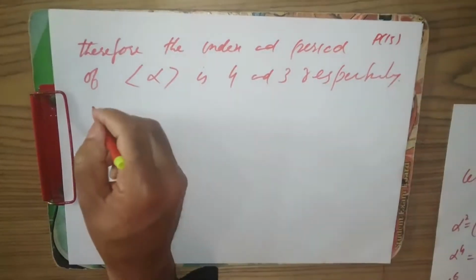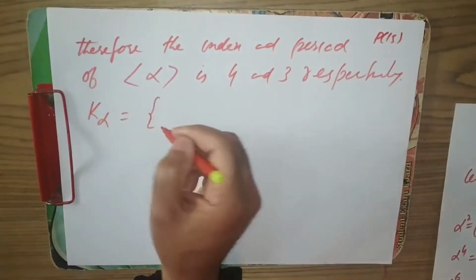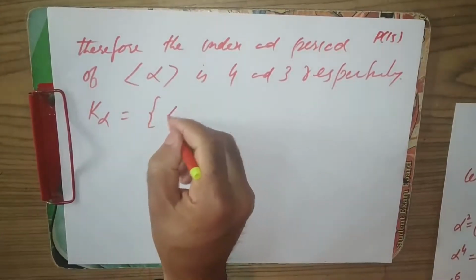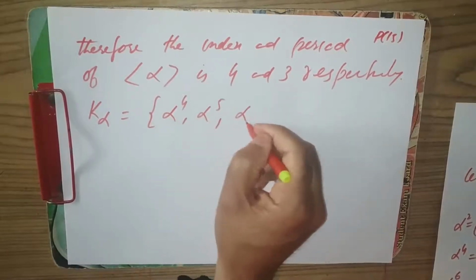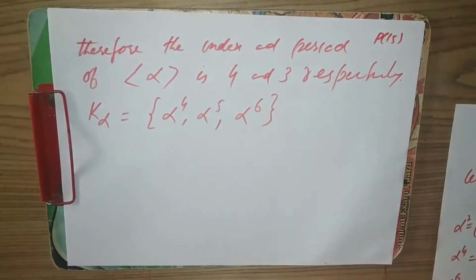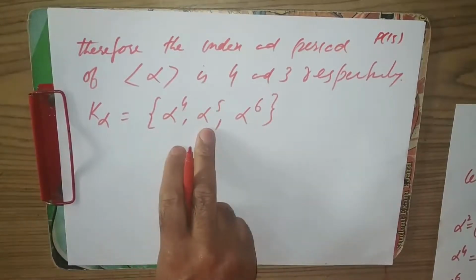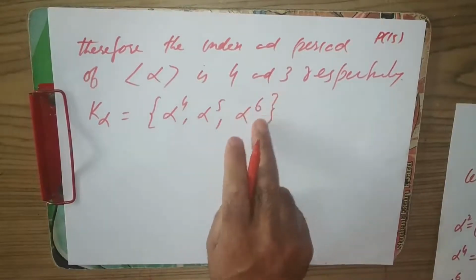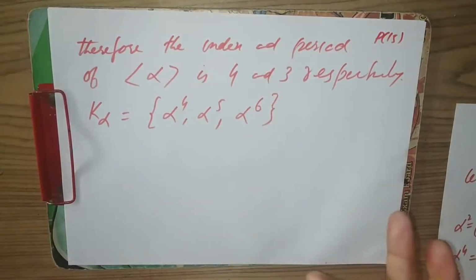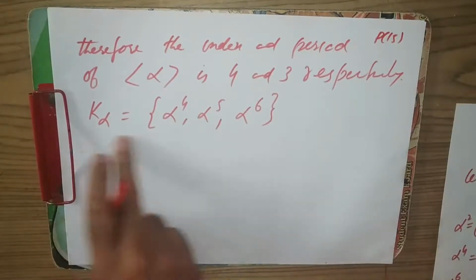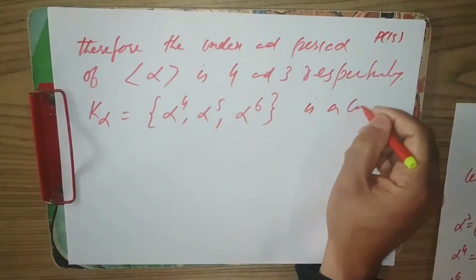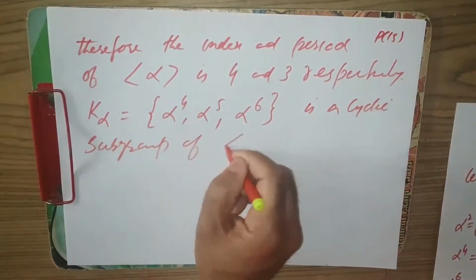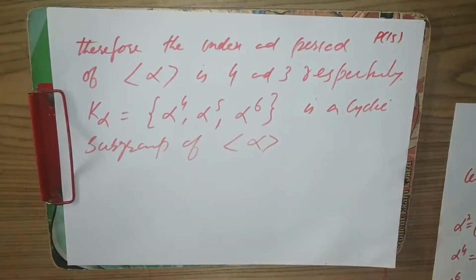Now what will be K alpha here? K alpha starts from alpha power m, so m is here 4. It's alpha power 4, alpha power 5, alpha power 6, just these three elements: m, m plus 1, up to m plus r minus 1. Here r is 3, so m plus 3 minus 1 is m plus 2, and with m equal to 4, 4 plus 2 is 6. So this is a cyclic subgroup of that monogenic semigroup generated by alpha.